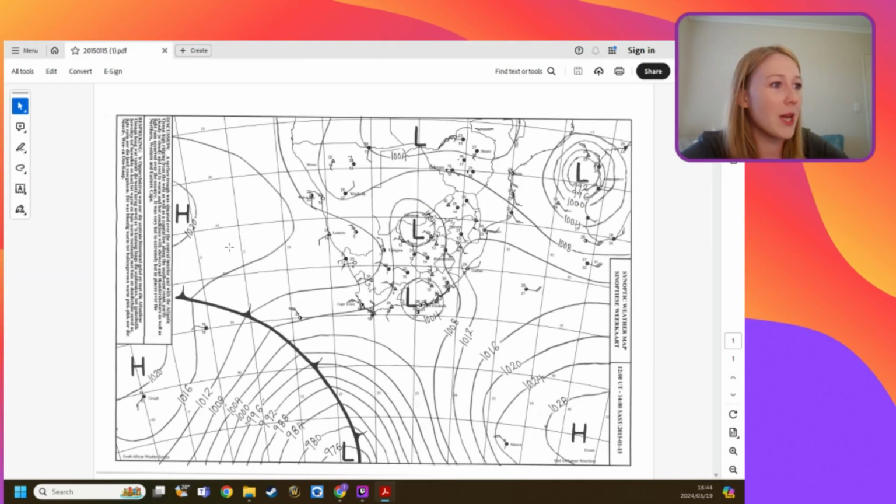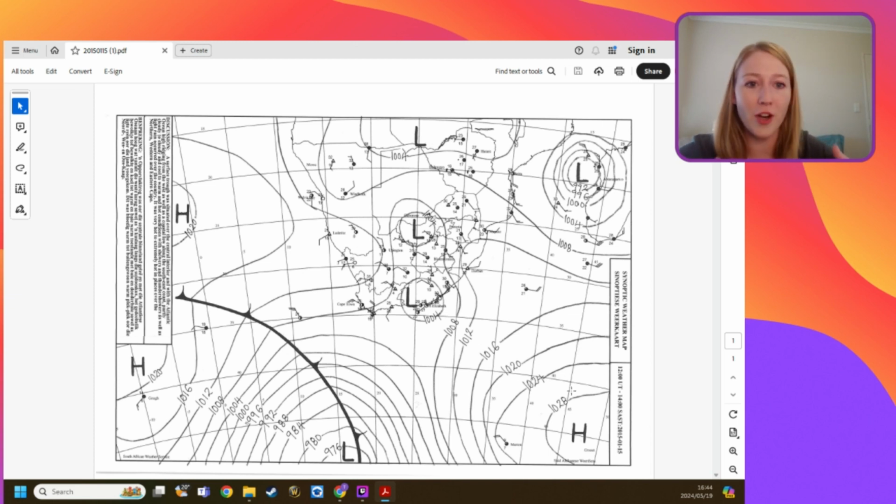Here we have the one high pressure. I'm not quite sure if this is supposed to be connected to this. I think it is. I think this whole thing is the high pressure system. So this is the South Atlantic anticyclone. Here is the South Indian anticyclone.